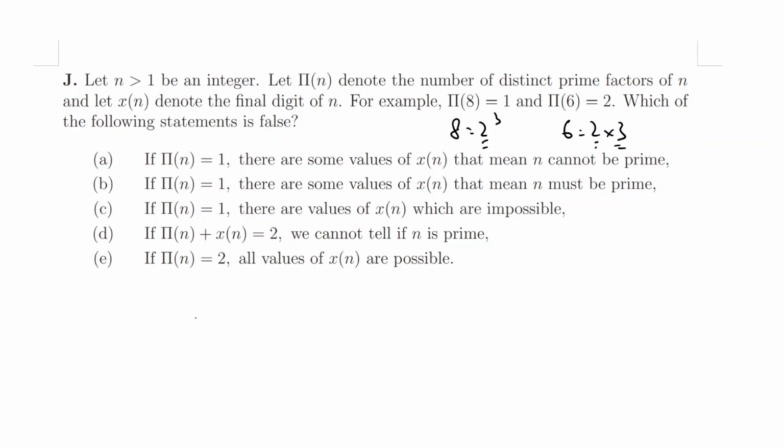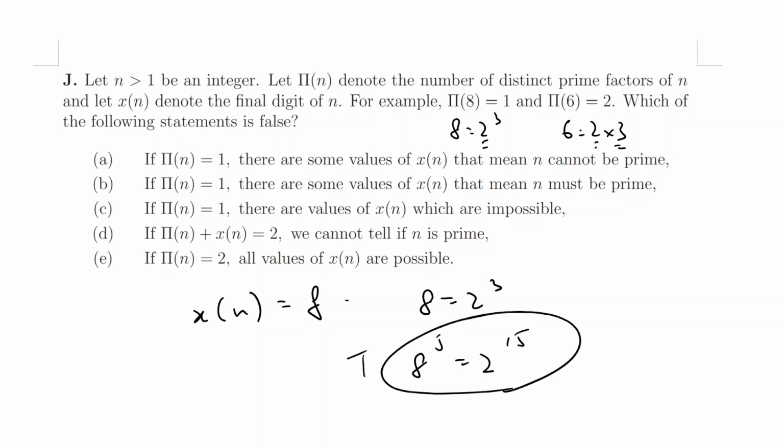Well, for example, why not choose 8? Now, if pi of n equals 1, well, 8 is okay because 8 is 2 cubed. You could find something else which also ends in 8, for example 8 to the power 5, that's like 2 to the 15. If you take pi of this, it is also 1, because 2 is the only factor, and it still ends in 8.